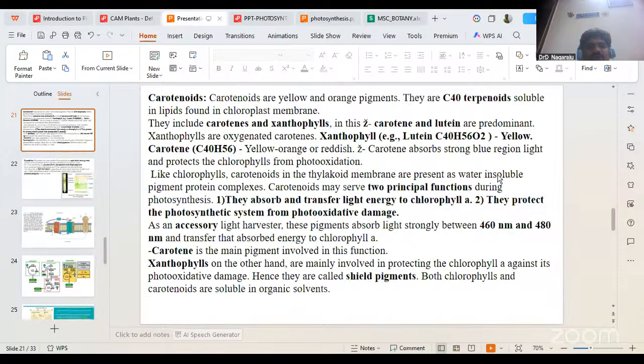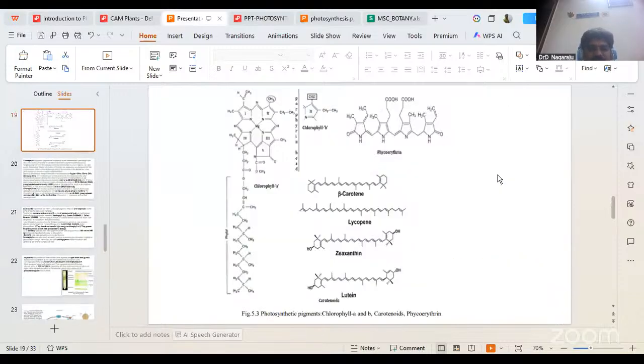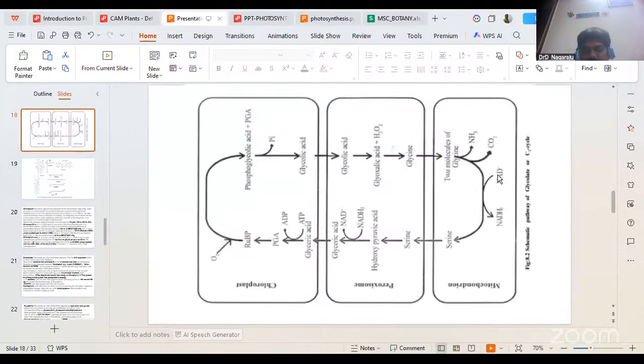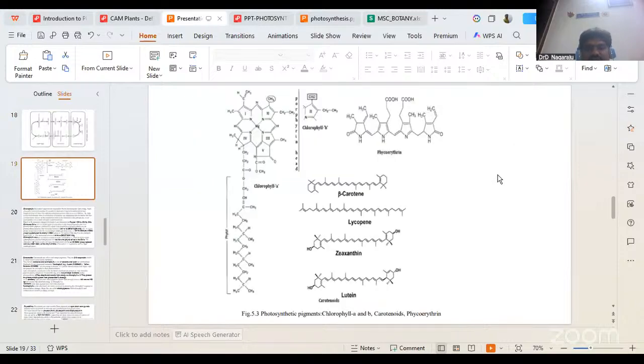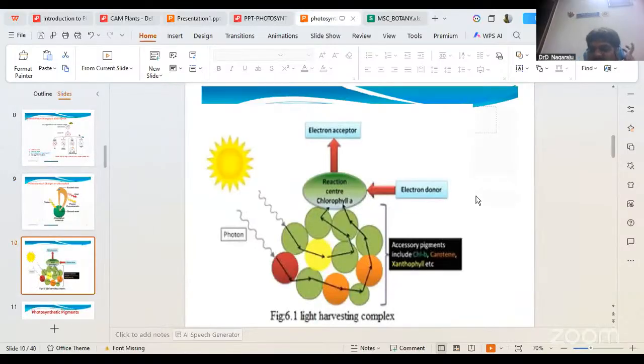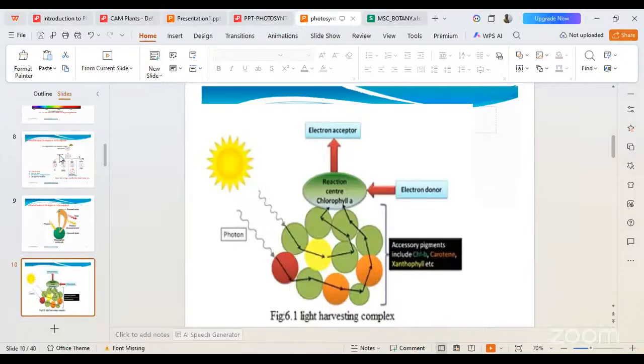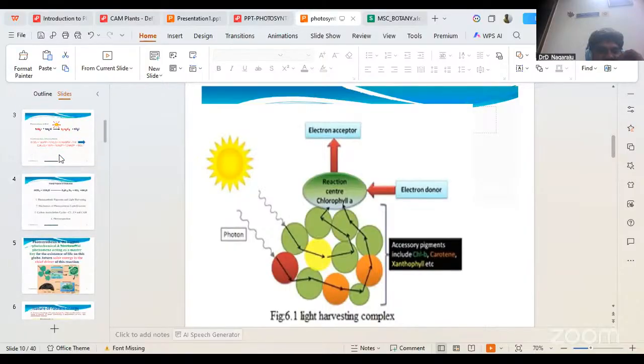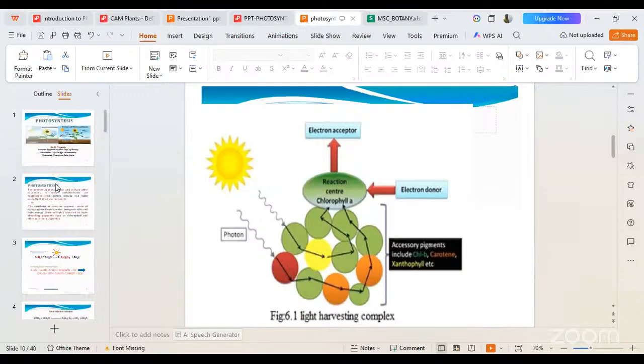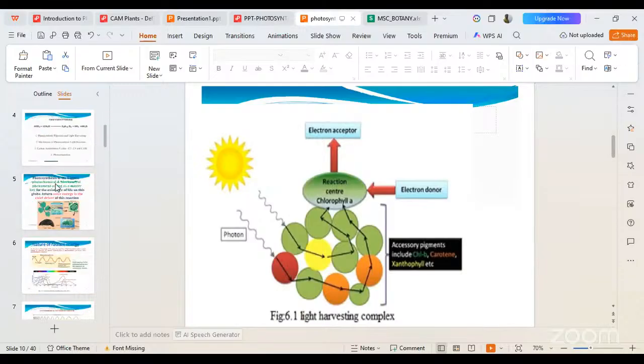Now we are going to the next step. That is, pigments we have studied. Okay, next, photosynthetic units. What are those? PS1, PS2. What are there in the light reaction? Just now we have seen earlier.